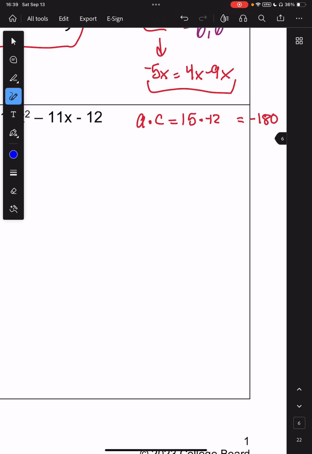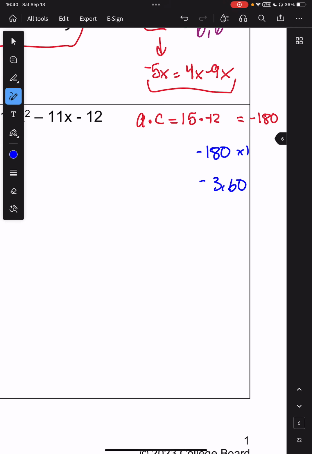We can write them all out, or I'm just going to write out a couple to save us some time. So we can obviously do negative 1 times 180, and then we can do a couple more. So let's try negative 3 and 60. We can try a 6 and negative 30, negative 6 and 30, and negative 8 and 25, 9 times negative 20, 10 times negative 18, and then let's try a 12 times negative 15.